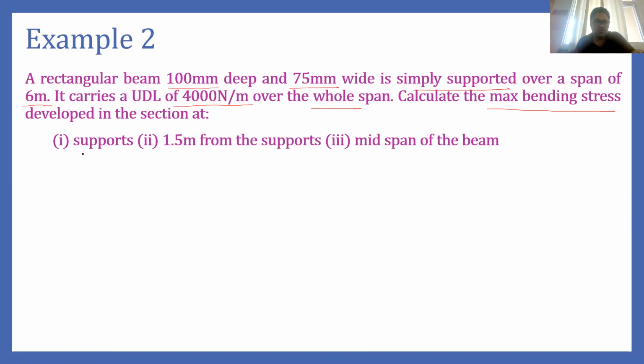Here we have to find out the bending moment at the supports, the maximum bending stress at support, the maximum bending stress at 1.5 meters from the supports, and at the mid span of the beam. So basically we have to find out the maximum bending stress at 3 locations in the beam. Now we have read the problem. Now we will try to make the diagram.